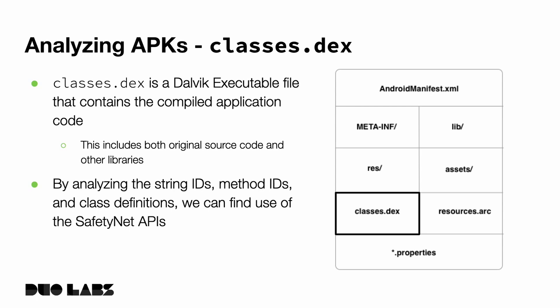This DEX file is in Dalvik Executable format, and it contains not only the compiled code that the developer wrote, but also the libraries that they're using. The cool thing about this is that you can access some of the strings and method definitions without trying to decompile the DEX file. So it's a very easy way of checking for some methods that you know are associated with SafetyNet.